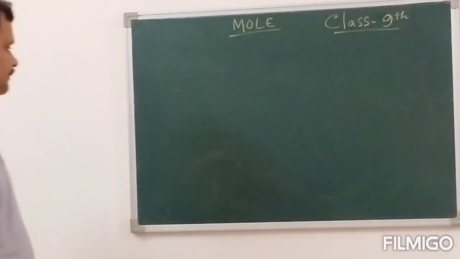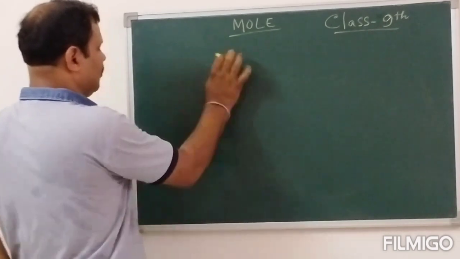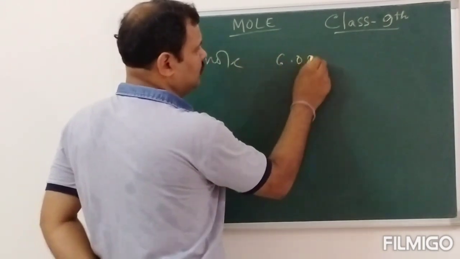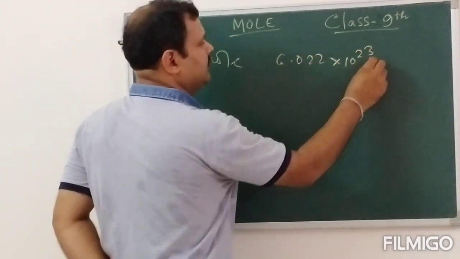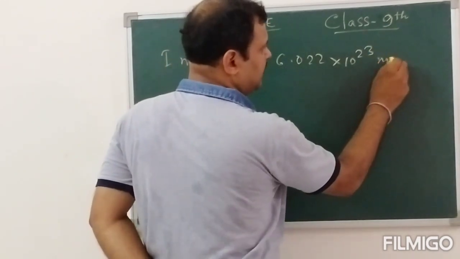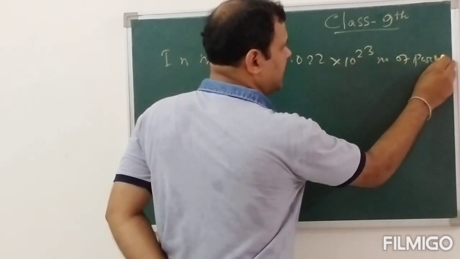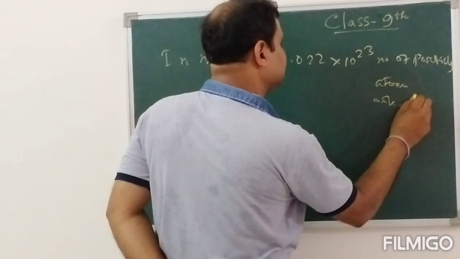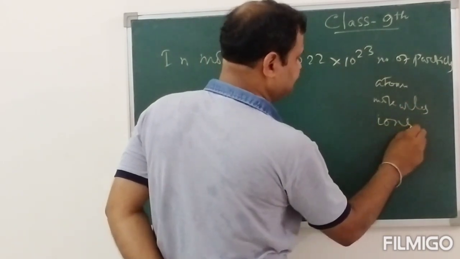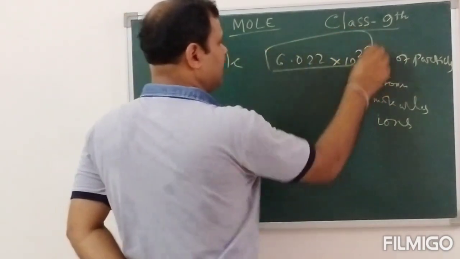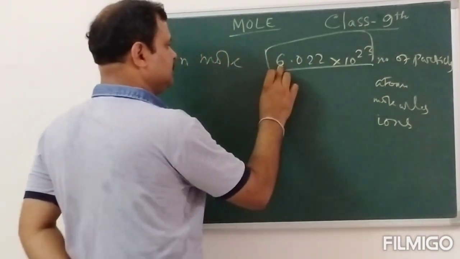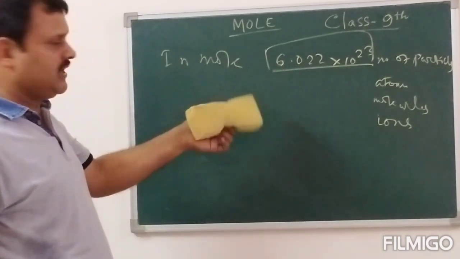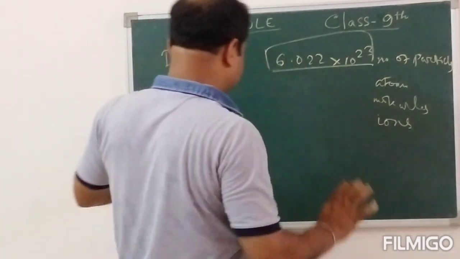Now, we already know that in 1 mole we have 6.022 into 10 to the power 23 particles. It may be atoms, molecules, or ions. And this number is called the Avogadro number. Though he did not discover this number, in his honor scientists named it the Avogadro number.